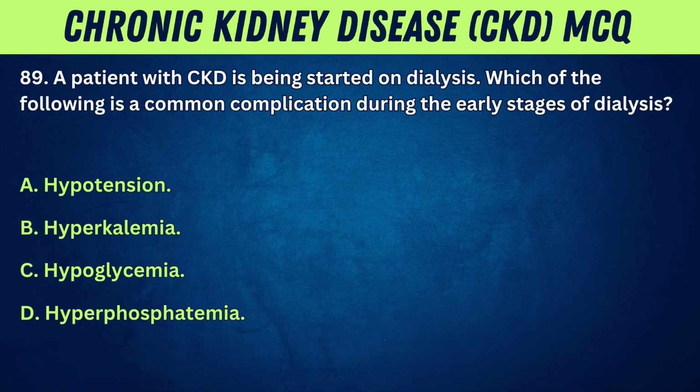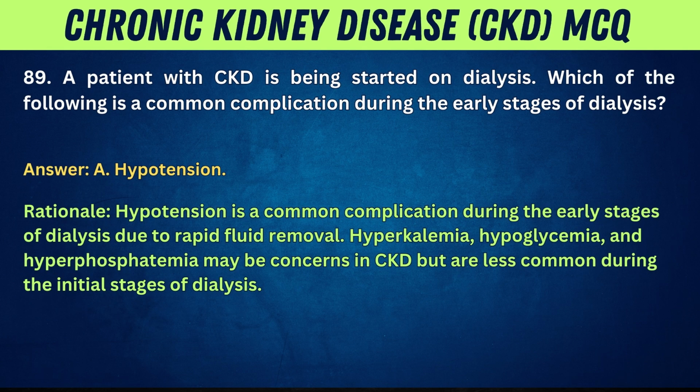89. A patient with CKD is being started on dialysis. Which of the following is a common complication during the early stages of dialysis? A. Hypotension. B. Hyperkalemia. C. Hypoglycemia. D. Hyperphosphatemia. Answer: A.